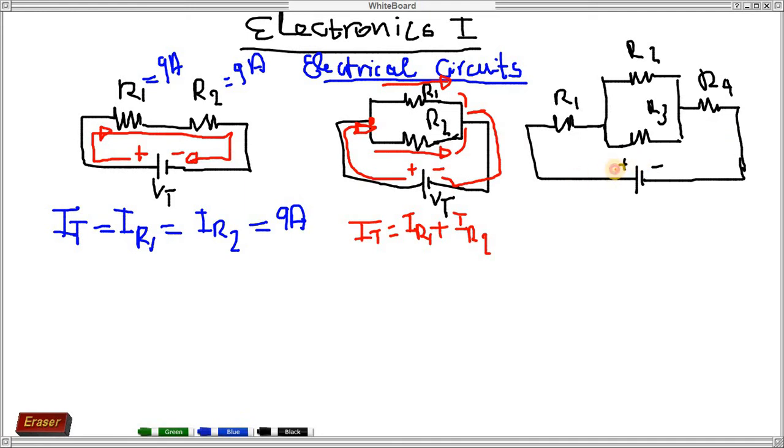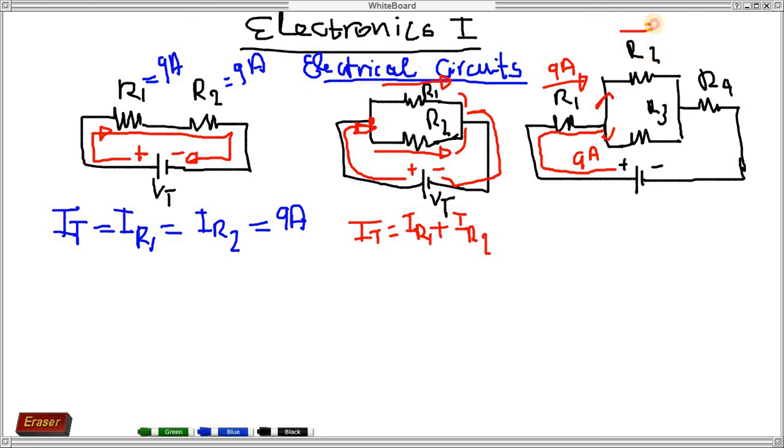Check here, guys: if the current flows from the positive side of the power supply, the source, it will pass through R1. If the current across R1 is 9 ampere, then the current through R1 is going to be 9 ampere, but when it arrives at this side, it's going to split in two different parts.